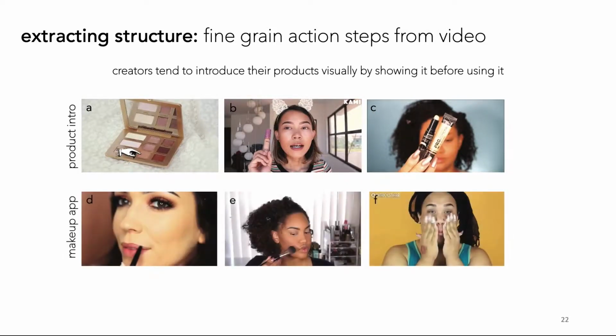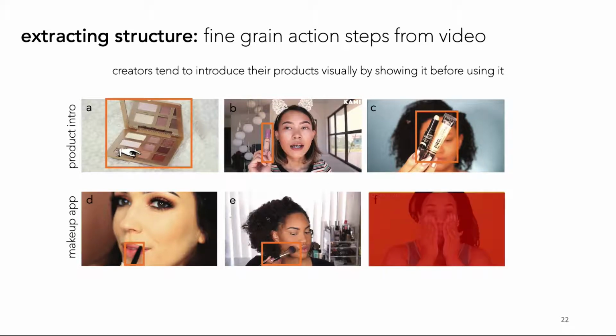In contrast, when they use the product as seen in the second row, the face is shown prominently with an applicator moving over it. We first run an object detector to detect all products in the scene. Since frame F does not contain a product, we judge that it is not a product introduction frame. Next, we run face detection to see if there are any faces on the scene. Since frame A contains only a product and does not have any faces in the scene, we judge that it is a product introduction frame and thus marks the start of a new step.